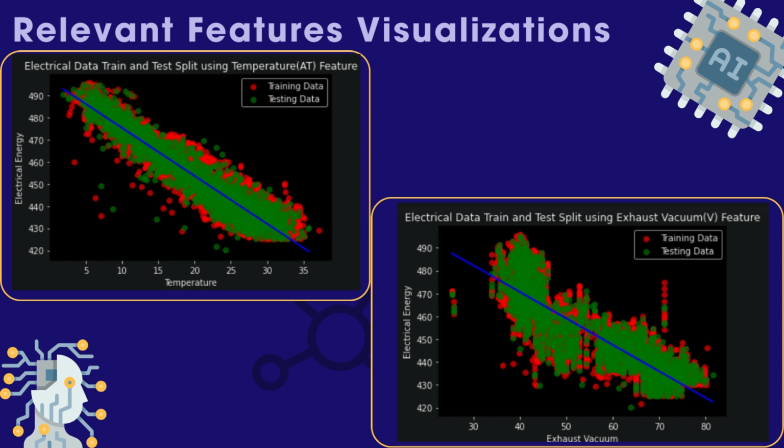Using the correlation matrix, I graphed the temperature feature and the exhaust vacuum feature. And I can see that it's very linear with the training data set and the testing data set.